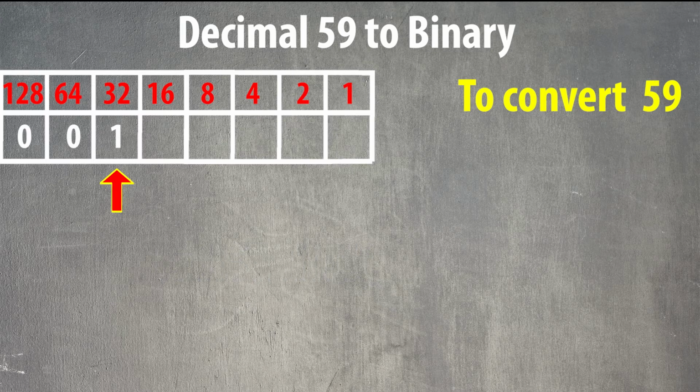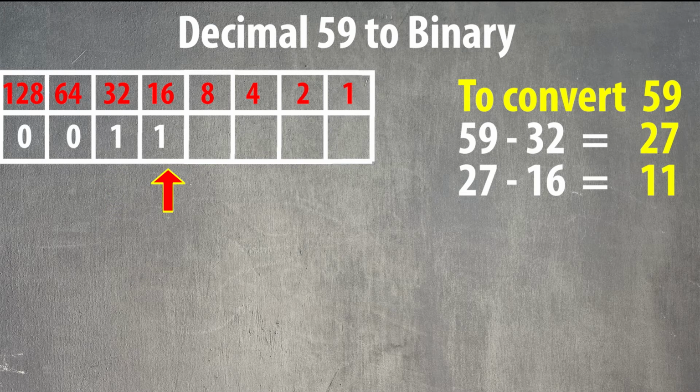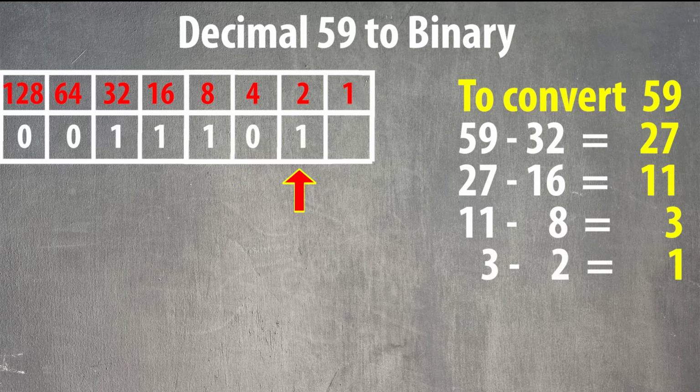First, that fits is 32, leaving 27. 16 fits, leaving 11. 8 fits, leaving 3. 4 doesn't, so 0 there. 2 does, leaving 1. 1 does. Hopefully you got that. So where's all this fit in with computers and processors?